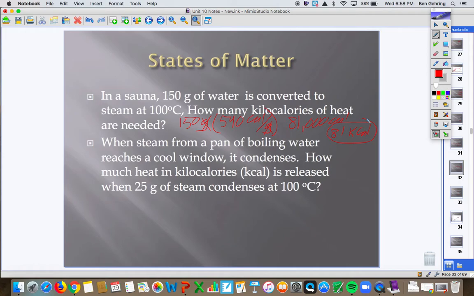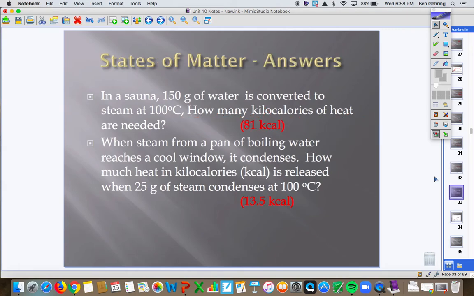When steam from a pan of boiling water reaches a cool window, it condenses. How much heat in kilocalories is released when 25 grams of steam condense at 100 degrees Celsius? So again, we're changing phases here. And so use that same equation, same calculation, and see if you can get your answer. I'll give it to you on the next slide, so pause this if you're going to work through that. Okay, and your answer here should be 13.5 kilocalories. Again, we had 81 for the last question.